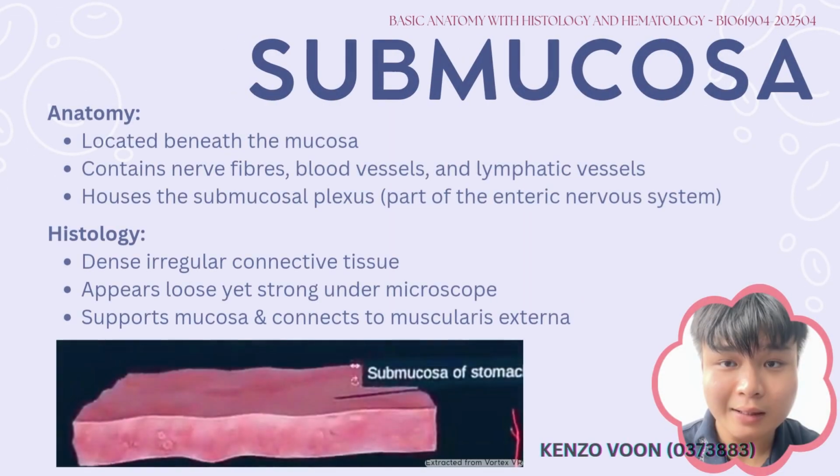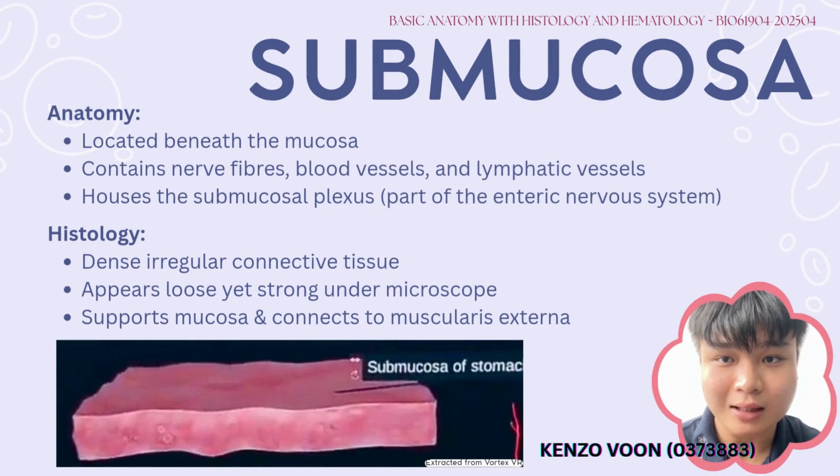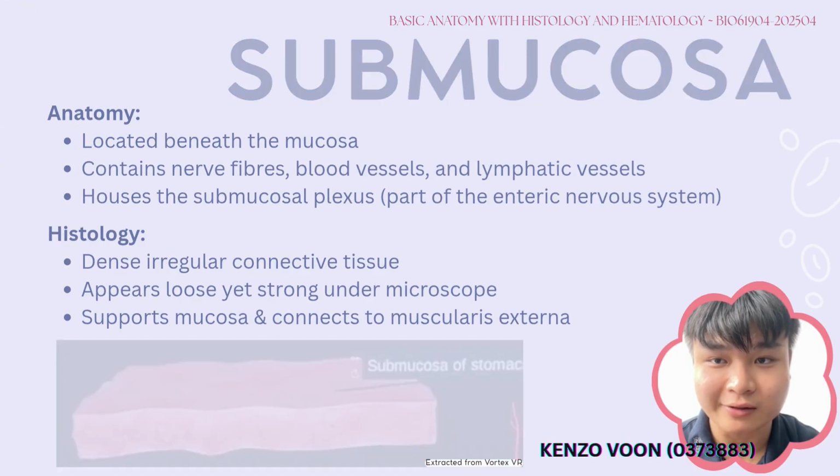Hi, I'm Kenzo, and now let's talk about two important layers of the gastrointestinal tract, which are the submucosa and muscularis externa. The submucosa is located below the mucosa. It contains nerve fibers, blood vessels, and lymphatics. It houses the submucosal plexus, which is part of the enteric nervous system. Histologically, it's made of dense irregular connective tissue. It may look loose under the microscope, but it is strong and connects the mucosa to the muscularis externa.